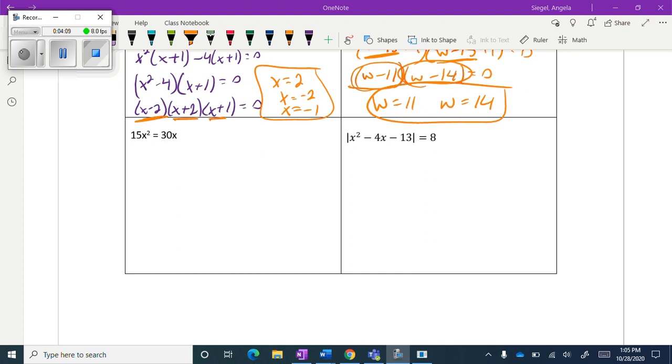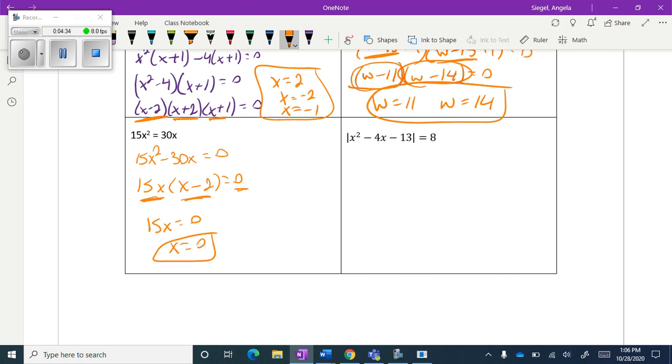Okay, so what happens if you don't have a trinomial, if you just have a binomial? I'm still going to set it equal to 0 and see what happens. I see that they both have a GCF, so I'm going to factor that out as well. And then the same thing applies. If I set this equal to 0, the whole thing's 0. And if I set this equal to 0, the whole thing's 0. So 15x equals 0, so x has to equal 0 here. And for this one, x equals 2.